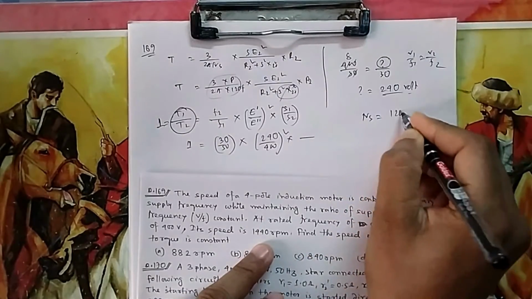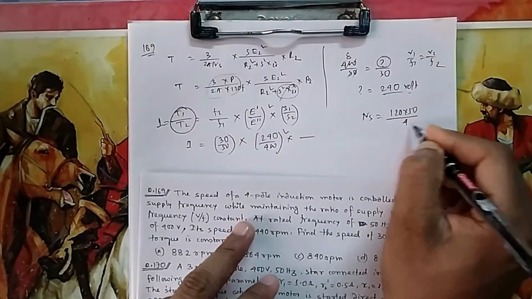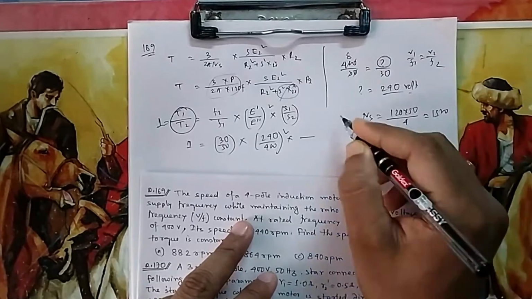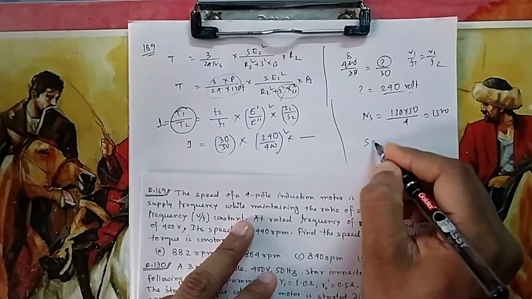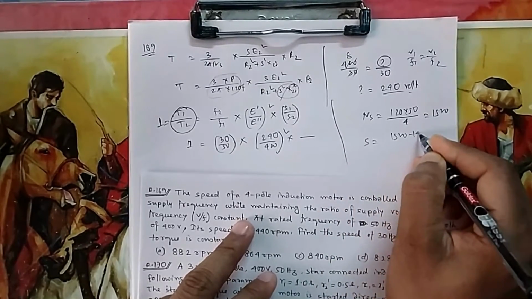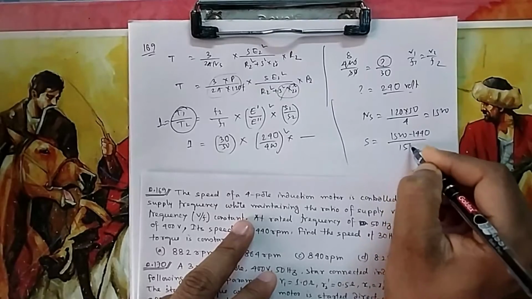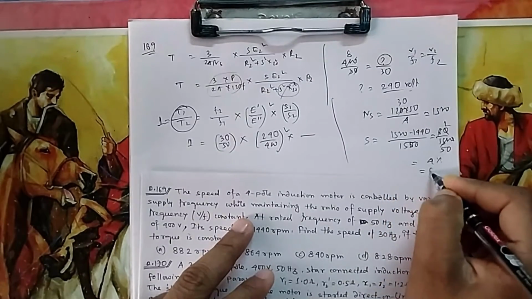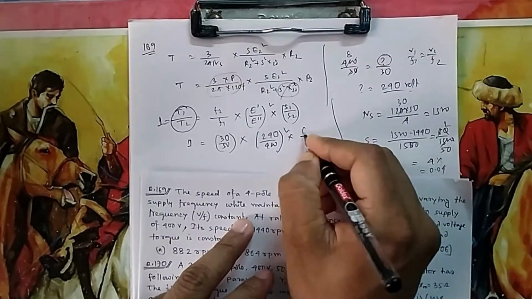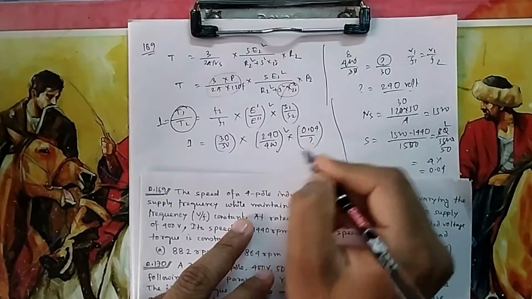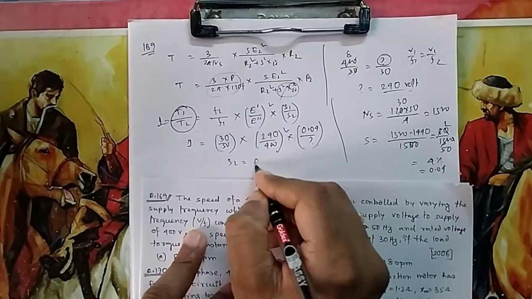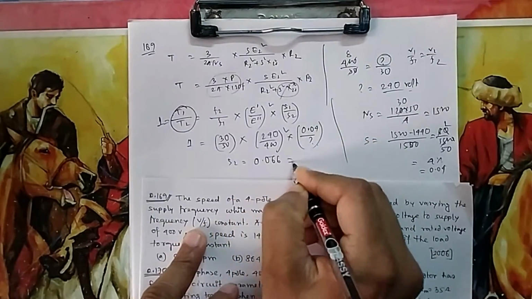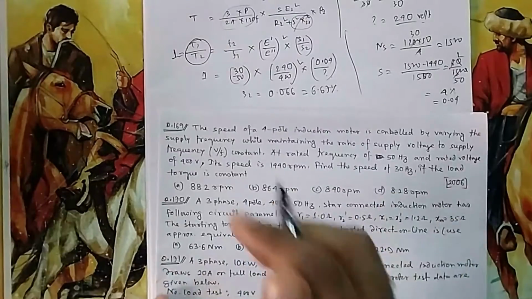Let me calculate what S1 is. Ns equal to 120 into 50 by, it is 4 pole, 1500. So your S is equal to 1500 minus 1440 divided by 1500. That is 4%, which is 0.04. So this is 0.04. You don't know this one. So if you calculate your S2, it will be 0.0666, that is 6.67%.